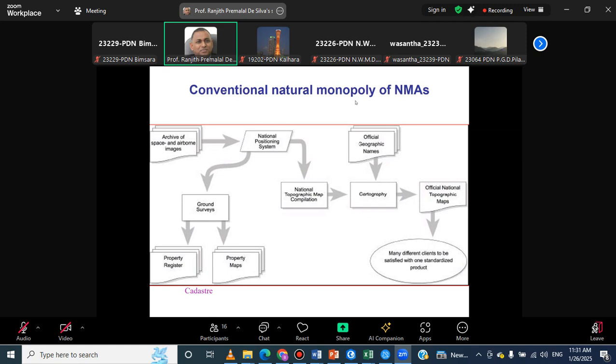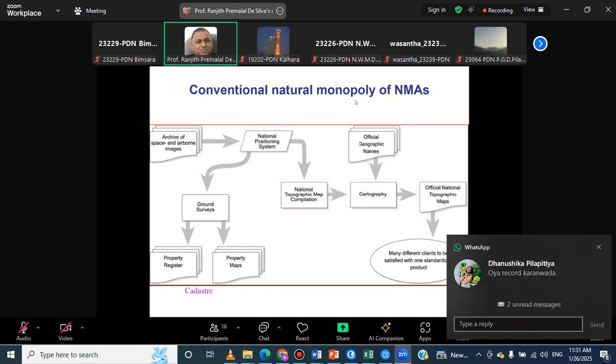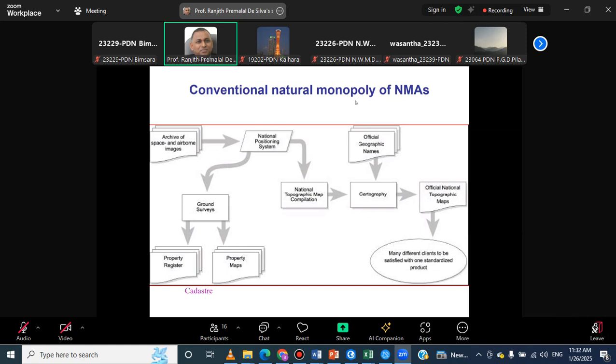Then this data with the positioning goes into national topographic map compilation. If we look at the available topographic map versions of Sri Lanka, before 1982 they produced what is called the 1-inch maps for Sri Lanka, the topographic maps, but later converted to the 50,000 scale. So topographic map compilation is a key agenda for the National Mapping Agency, from the spaceborne and airborne data. Then we have the official geographic names included in these topographic maps, and then we go for the cartographic product, and produce official national topographic maps for the country.